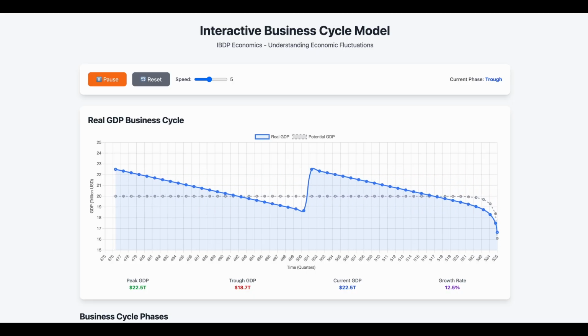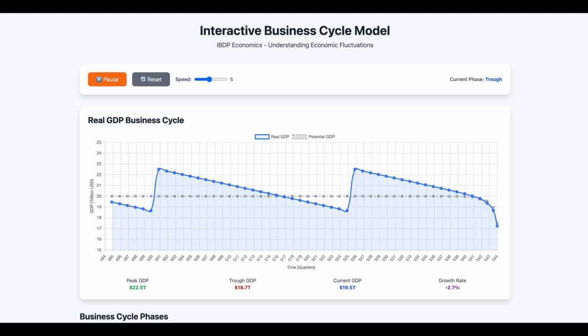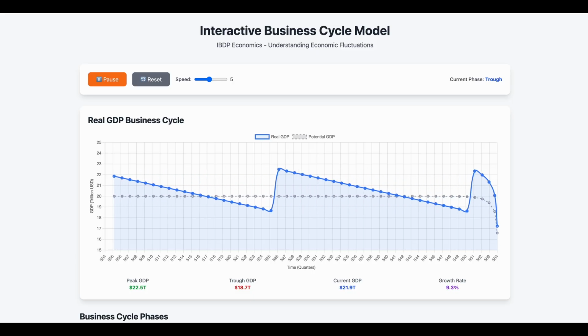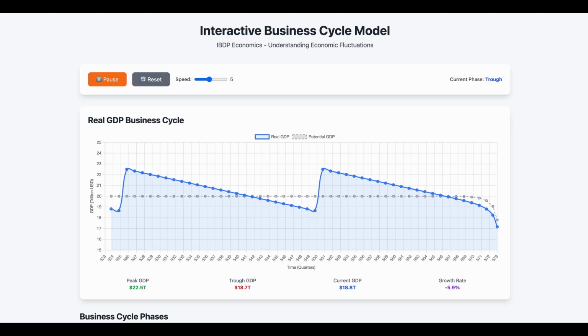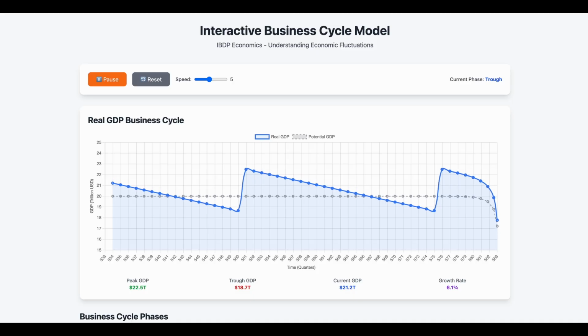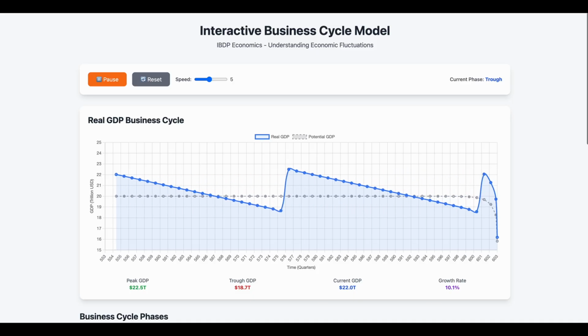What we look at on the screen right now is what our economy actually looks like. The GDP, the actual growth rate. It's rising, it's falling, it's reaching its peak, it's going down to a trough, leading to recession. A lot of changes are happening at the same time.